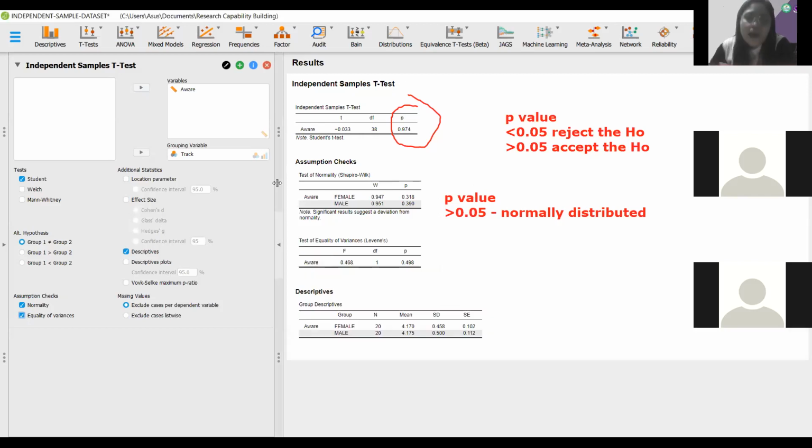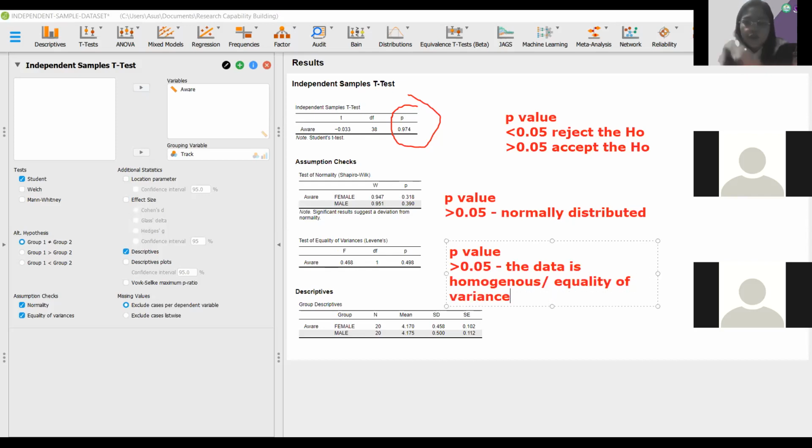And then, the other one is equality of variance. You can also click that on the side, and it will also give you a p-value. This time, the test for equality of variances is called the Levene's test. Okay? Pero, how do we interpret this? Actually, parehas lang sila. P-value pa rin, and if it's more than 0.05, the data is homogeneous or merong equality of variance.